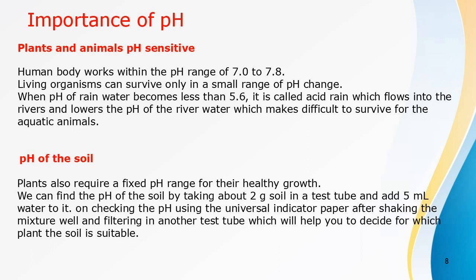We can find the pH of the soil by taking about 2 grams of soil in a test tube and adding 5 ml water to it. Check the pH using the universal indicator paper, after shaking the mixture well and filtering it into another test tube, which will help you decide for which plant the soil is suitable.